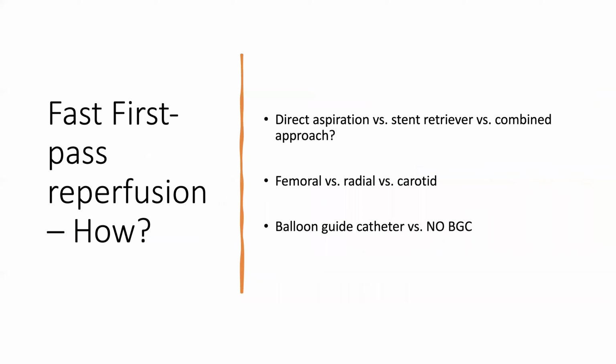So the technique, first pass effect, reperfusion, how should you do it? Should you do direct aspiration versus stent retriever versus a combined approach? I'll go over some of the data. Should you go femoral versus radial versus carotid? Should you use a balloon guide versus no balloon guide? And these are some very important technical questions in doing the procedure that I think are very important to take into consideration.